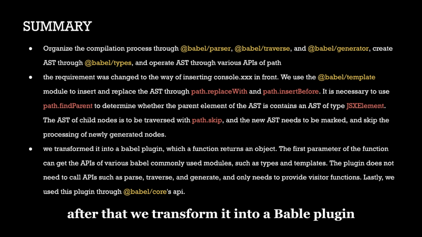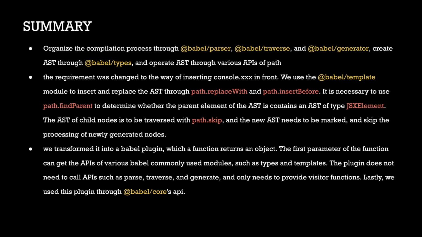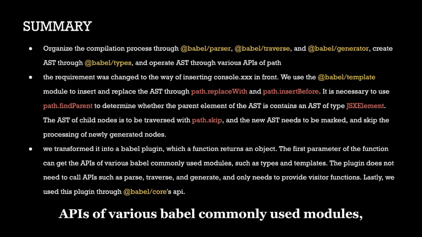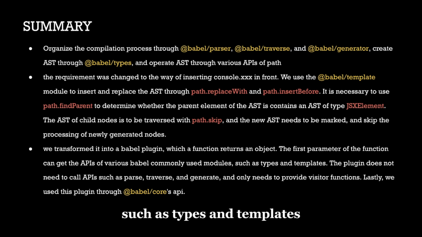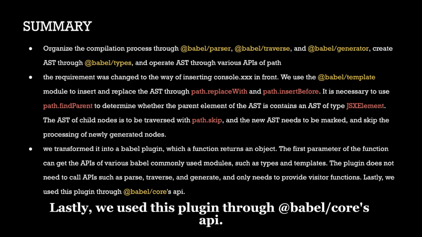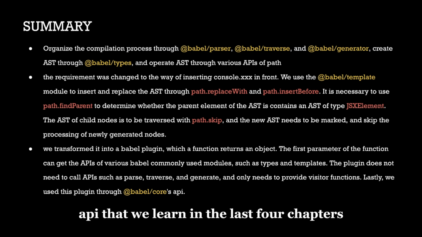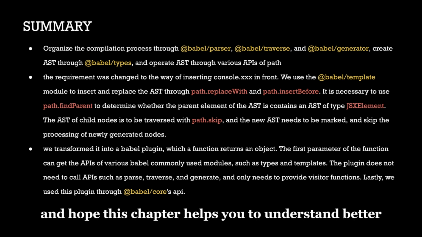After that, we transform it into a Babel plugin, which is a function that returns an object. The first parameter of the function can get the APIs of various commonly used Babel modules, such as types and template. The plugin does not need to call APIs such as parse, traverse, and generate, and only needs to provide visitor functions. And lastly, we use this plugin through Babel's transform API. We have done some practice on the compilation process of AST and the API that we learned in the last 4 chapters, and hope this chapter helps you to understand better.